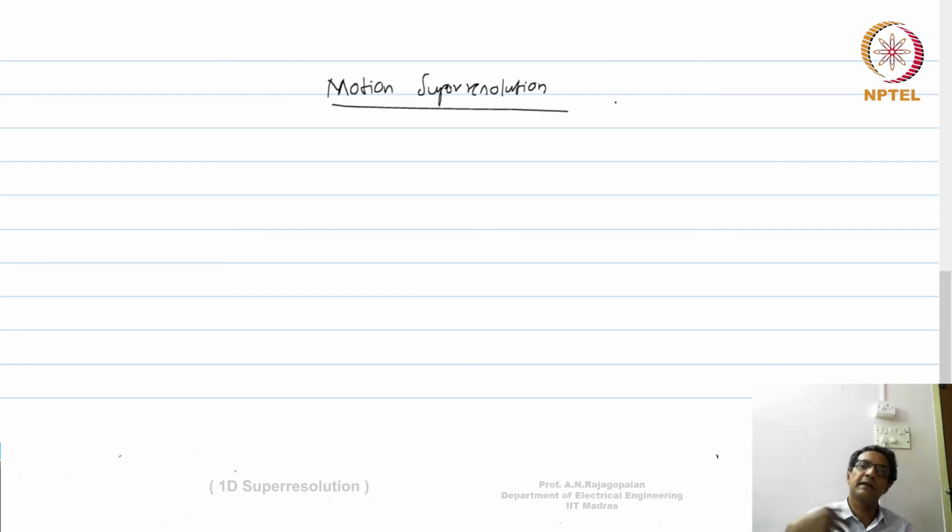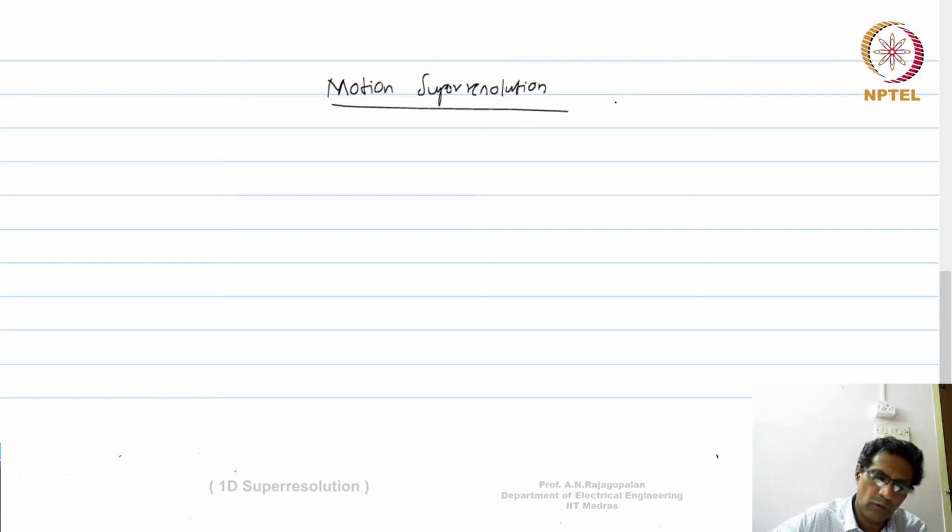Or one could go in for something like a deep network, where you can train for super resolving a single image. But what we are going to be focusing on is motion super resolution, because, given the background that you have, this is the one that you will understand the best. This is really not a deep learning course, and therefore I don't want to bring deep learning into this course.